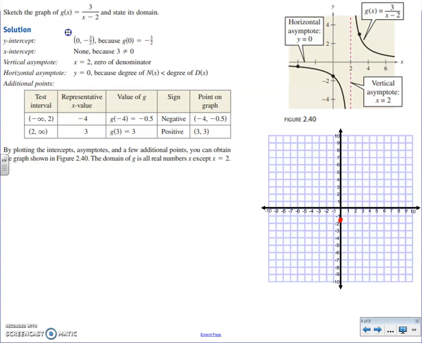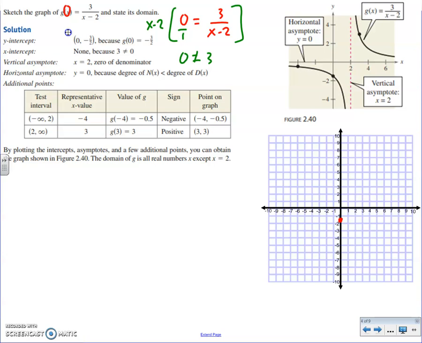If I plug in 0 for g of x, 0 equals 3 over this, you could multiply both sides by the denominator, x minus 2, or LCD, if you want to call it. That would be 0 equals 3. That's false. You can't do that. So there's no x-intercepts. All right.